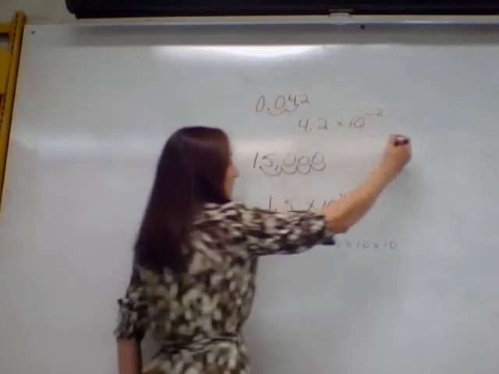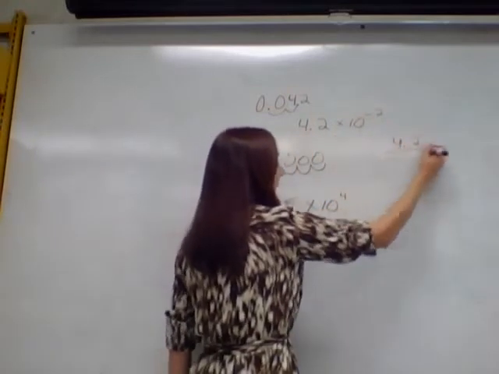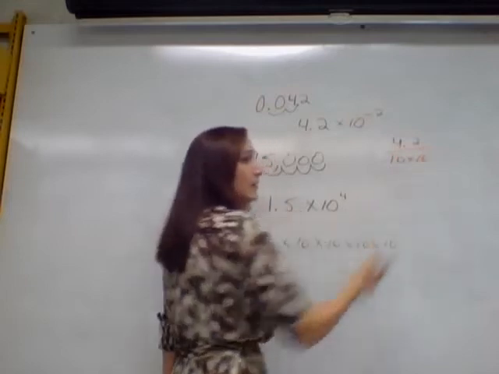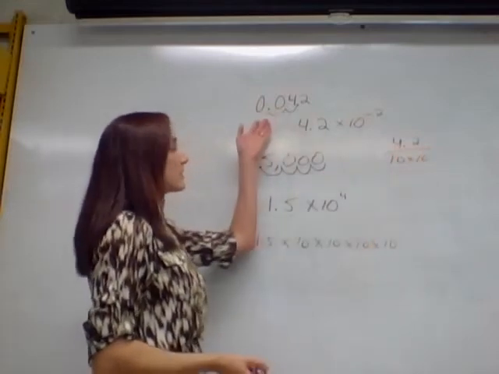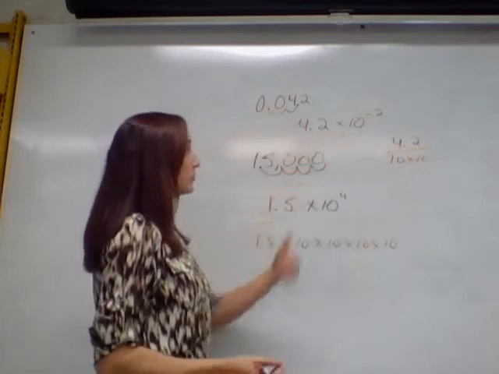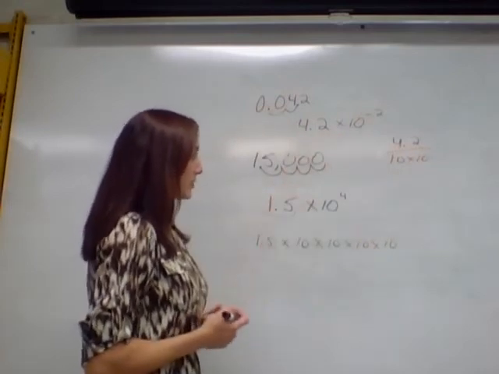And what this is representing is if I had 4.2 divided by 10 times 10, right? So again, if you plug that into your calculator, this is the number you'd get. So divided 4.2 by 100 essentially is what you get.